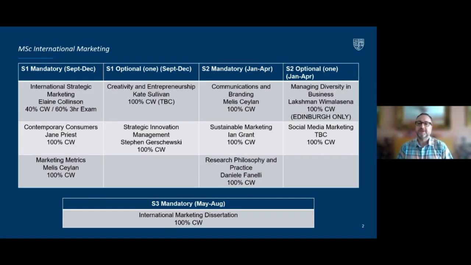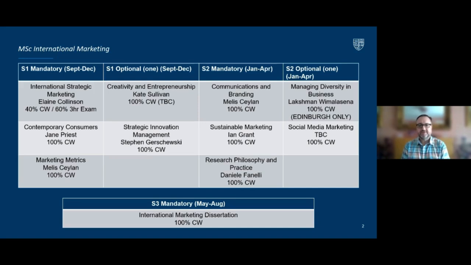You wouldn't take managing diversity and business. So again, you've got 4 courses in total, which you're taking in semester 2. You've got 3 mandatory courses and 1 optional course. Put them together, because they're 15 credits each, you have another 60 credits. And then at that point, what we do is we look at the dissertation.